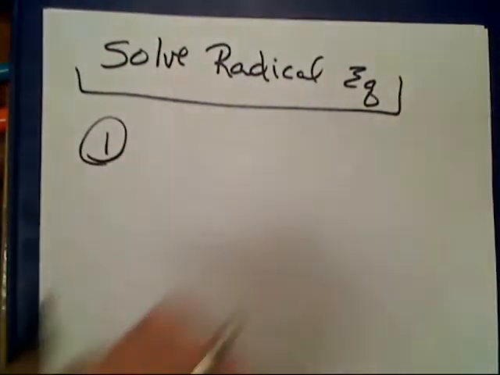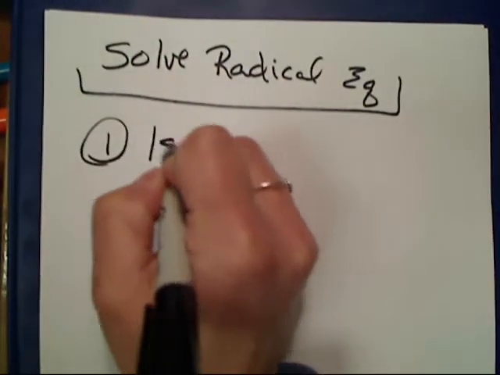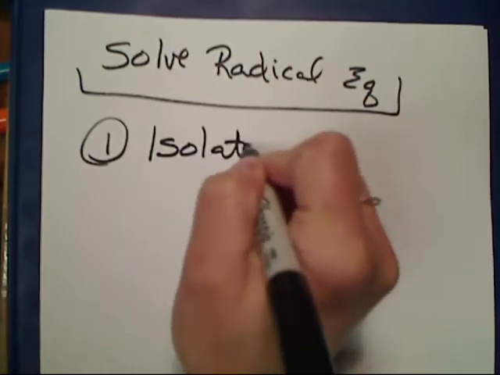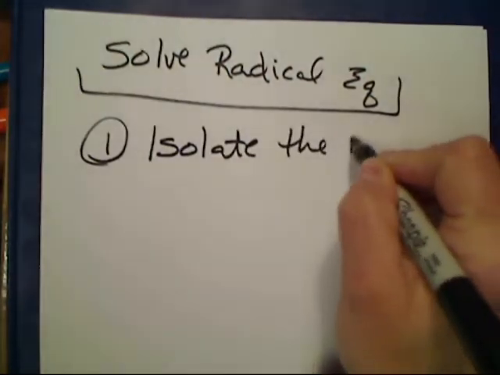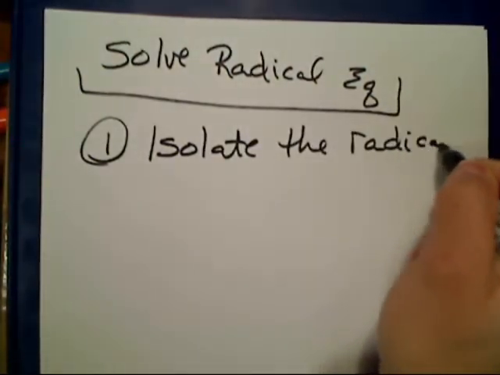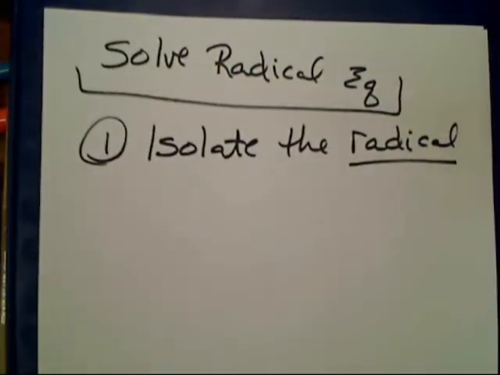The first step in solving radical equations is to isolate the radical. So if you have a square root, you want it all by itself on one side of the equal sign, everything else on the other side. It does not matter if the radicand is just a single term or if it's 2 terms or 3 terms. Still, that entire radical expression has to stay on one side.